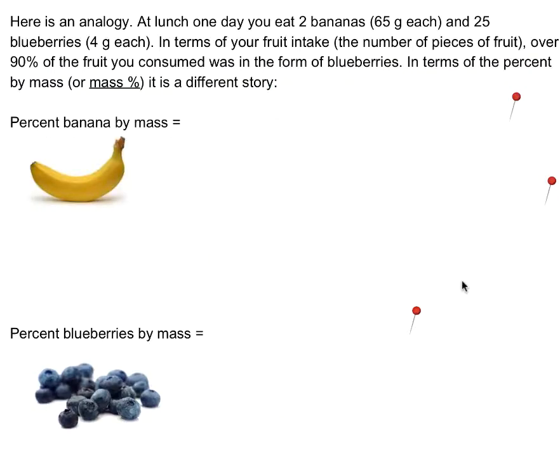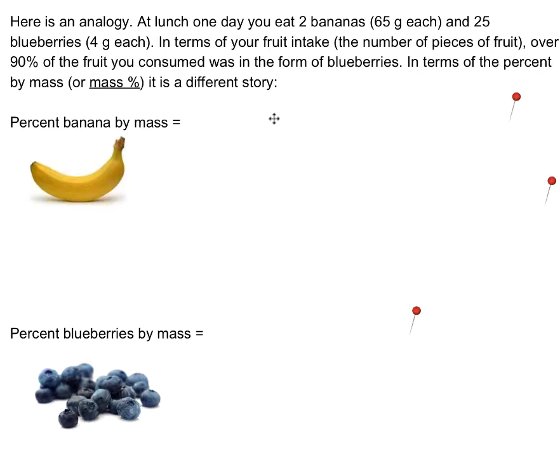Here's a simple analogy based on your fruit consumption. So if, for example, you eat bananas and blueberries in a given day, we're going to look at eating 2 bananas with a mass of 65 grams and 25 blueberries each with a mass of 4 grams. Now, if you did the percent of types of fruit, it would clearly be heavily weighted towards blueberries. You ate 25 blueberries versus only 2 bananas. But if we look at the masses, it's a different story.